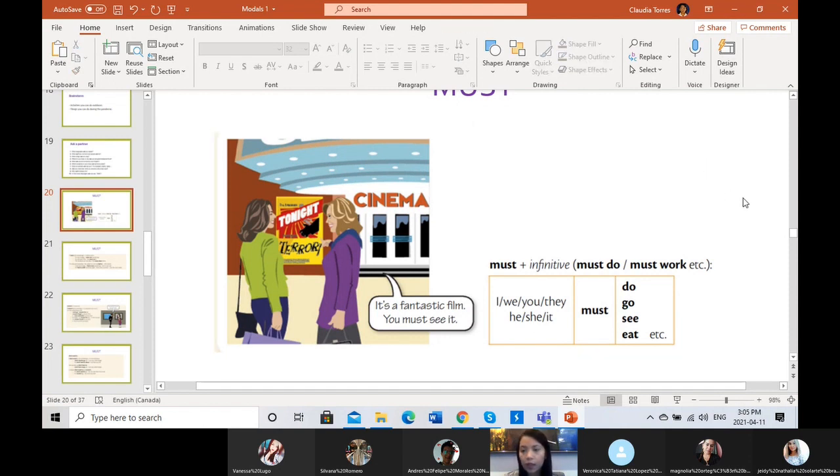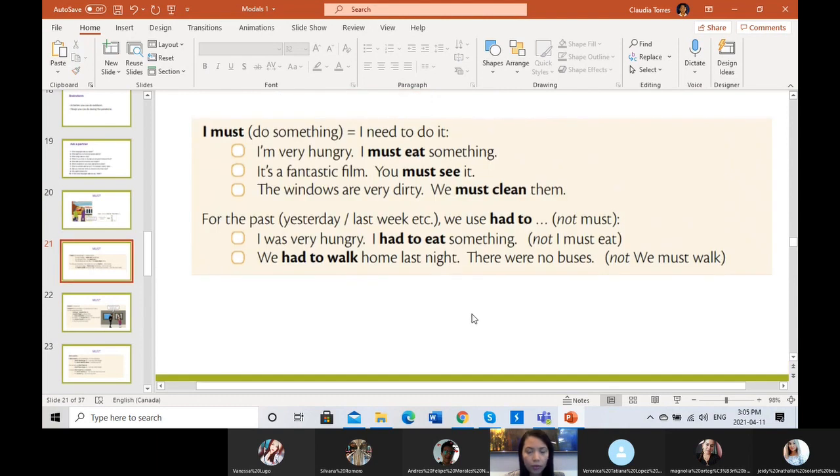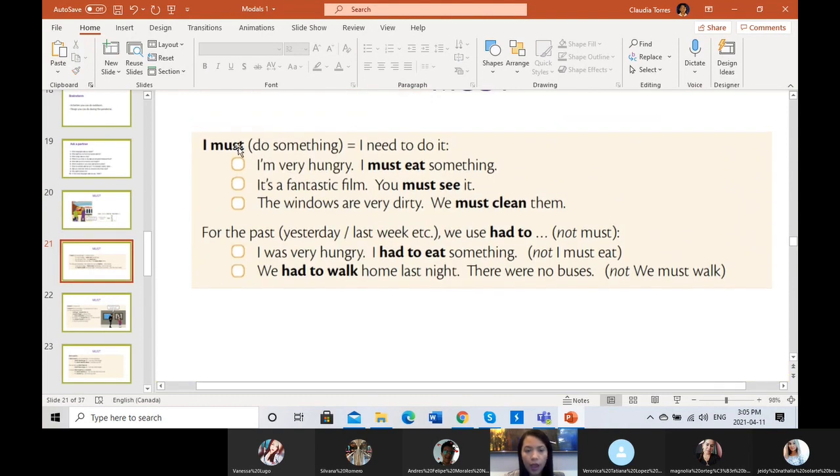Okay, so now we're gonna move to the next. Here you're gonna see more examples. And then, so I must means I need to do it, right? I need to do it. It's something that is mandatory, or something that is very important to do, right? Otherwise you could have a bad consequence. So you need to do it.